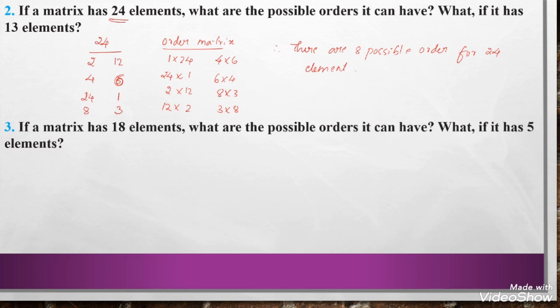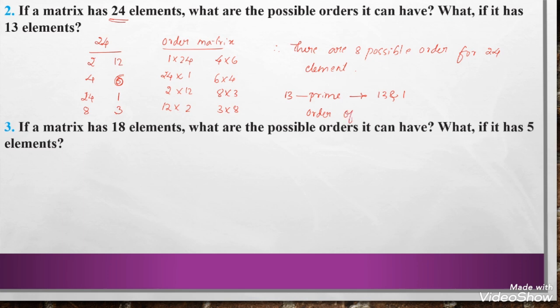Next, what about 13? 13 is a prime number. For any prime number, the only factors are the number itself and 1. The factors of a prime number are the same number and 1. Therefore, the order can be written.